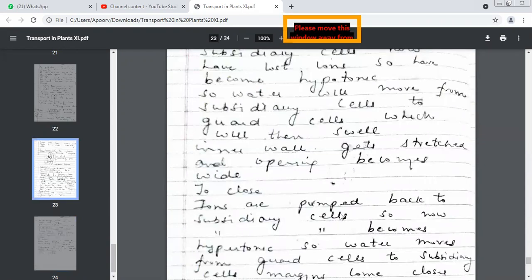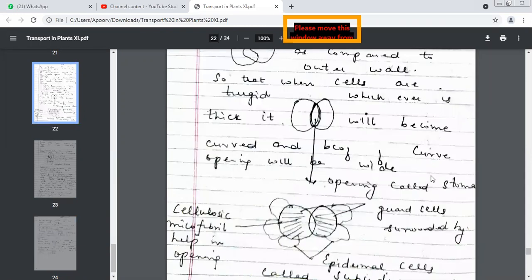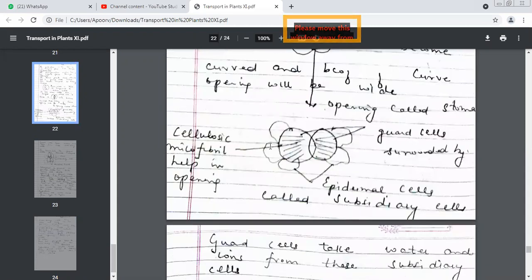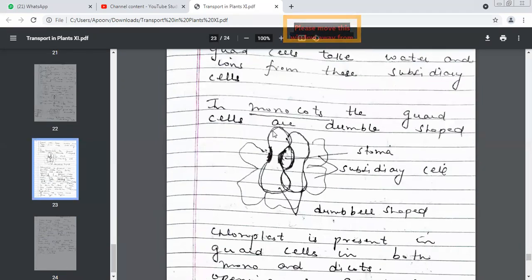The only difference is in the shape of the stomata. Let me show it to you once again, though my drawing is not that good. See, this is bean shaped. This is bean shaped. And here, when we go down, these are long ones. These are dumbbell shaped. In monocots, the guard cells are what shaped?